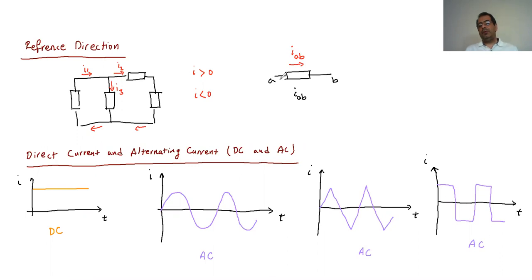So sometimes they show it like that. We don't use it, but know that when it says A, B, it means that the direction of the current is from point A to point B, or end A to end B. You just remember that. So this is the current. We talked about the current and direction, and then the AC and DC.